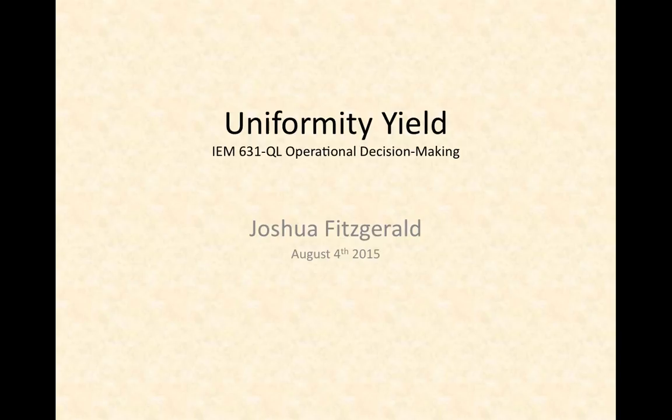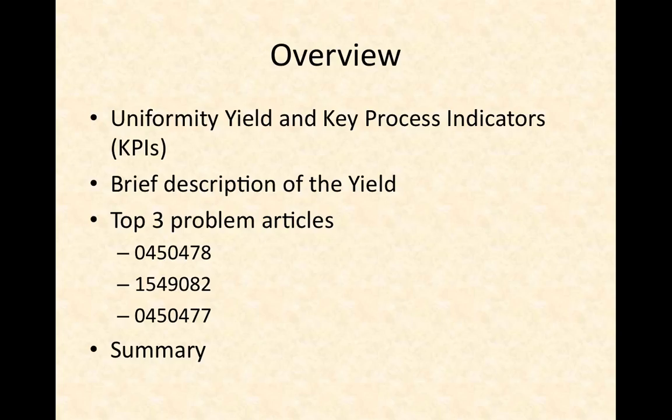Big data information for IEM 361 operational decision making. I will give a brief overview of the uniformity yield and key process indicators, known to us as KPIs, a brief description of the yield, and the top 3 problem articles 045 0478, 045 9082, 045 0477, ending it with a summary.